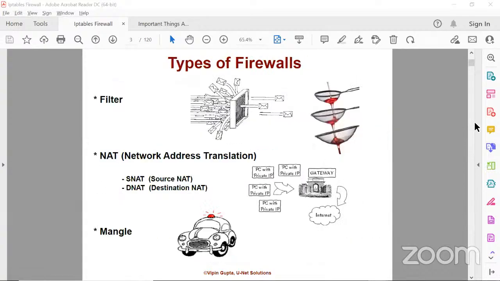NAT has further varieties, that is SNAT and DNAT. We need to understand certain things, so that is why I'm explaining. So the second type of firewall is NAT. I'm explaining a little bit more about what SNAT is, because later on I will give one practical example of using the DNAT type of firewall.